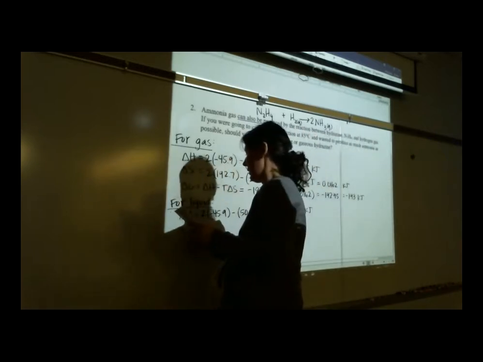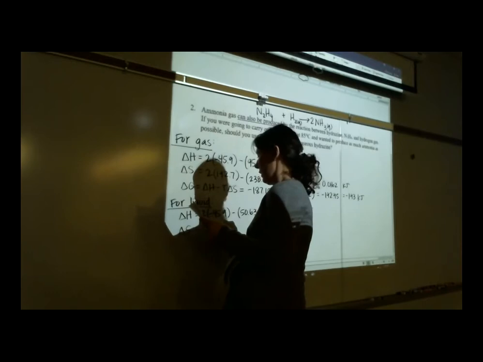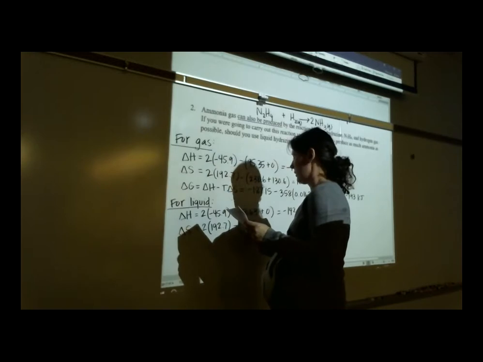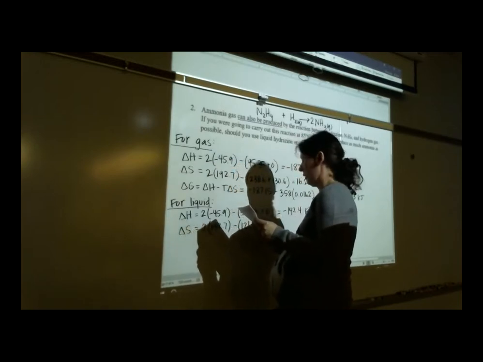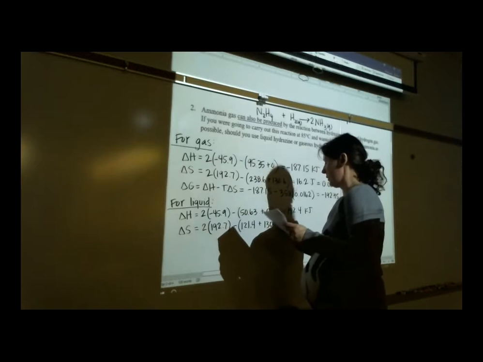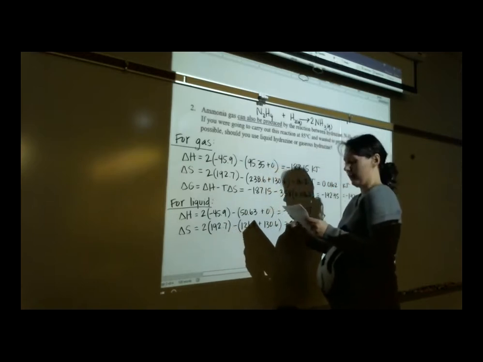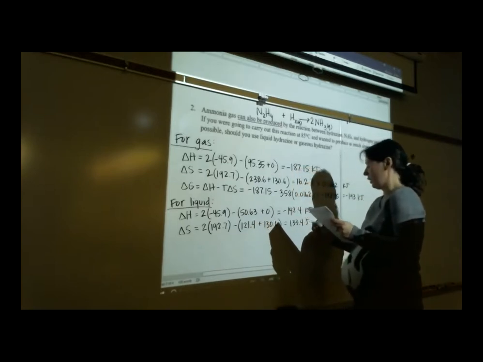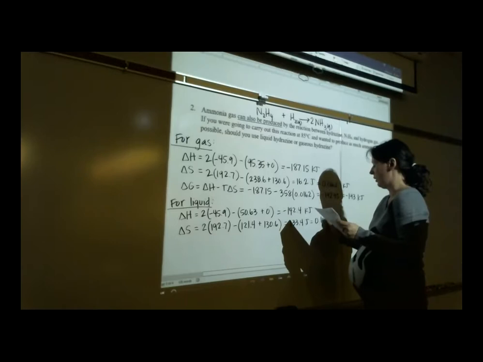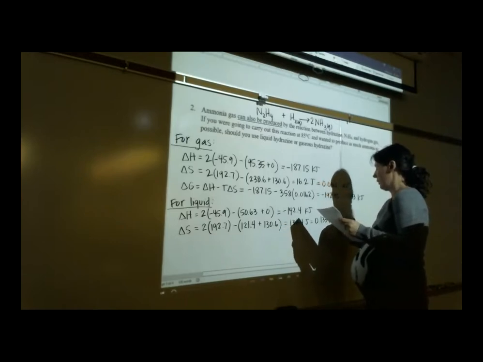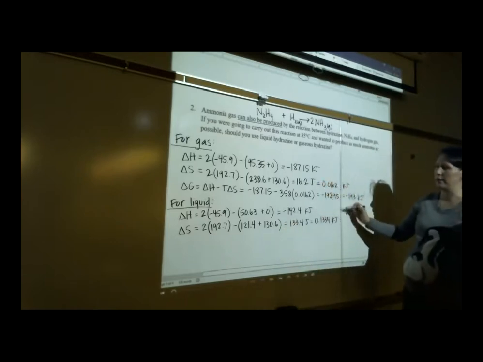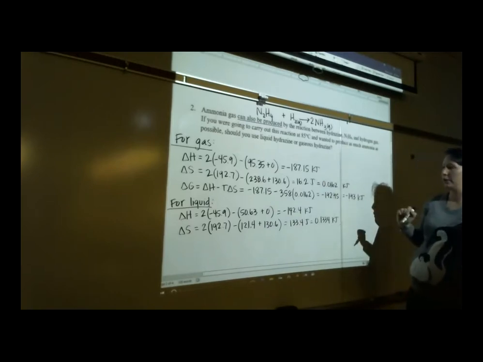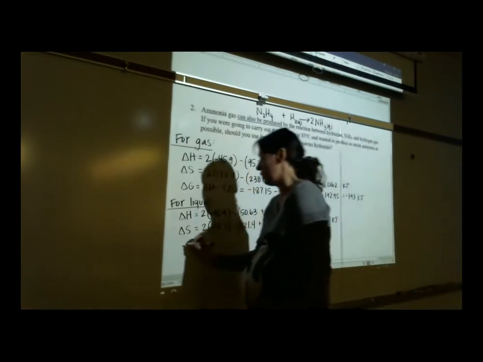And then for delta S, I got 2 times 192.7, that part's still the same, minus 121.4 plus 130.6. So that gave me 133.4 joules. So I converted to kilojoules, 0.1334 kilojoules. Are we in agreement on delta H and delta S for the liquid phase? So now all I need to do is plug into delta G, see what delta G gives me.